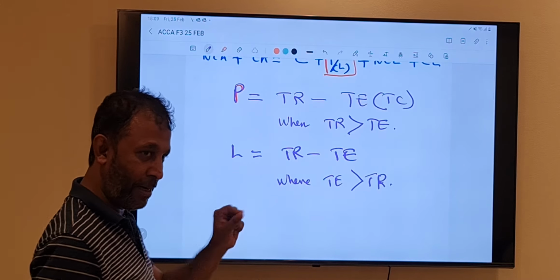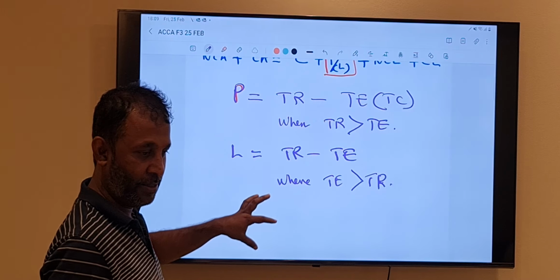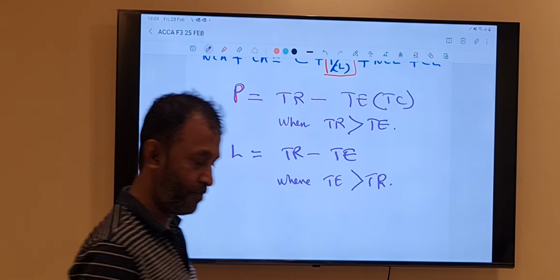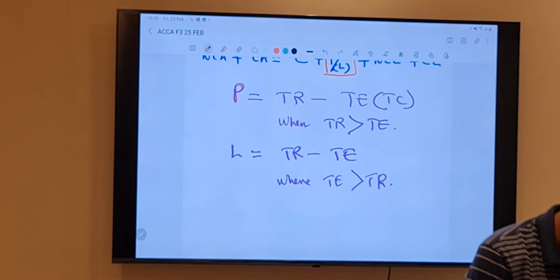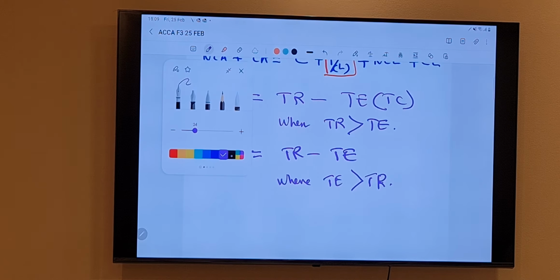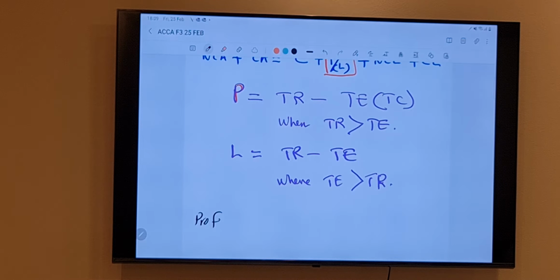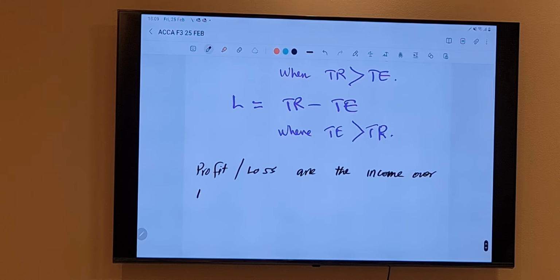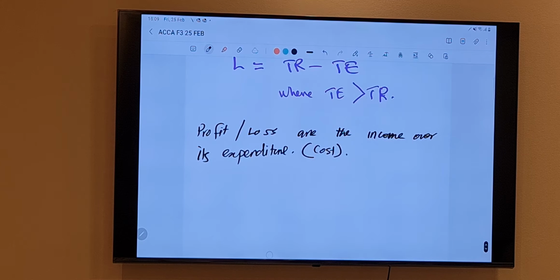Now we will write this in our sentence. This is an equation. We can say that profit or loss are the income over its expenditure. Sometimes we can write cost. Income over expenditure.